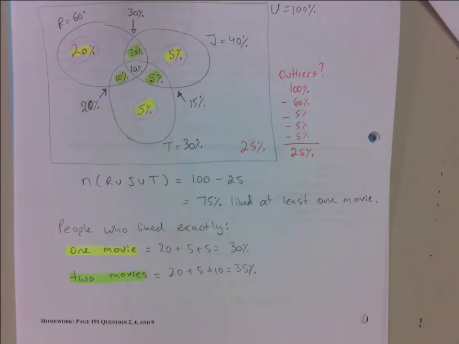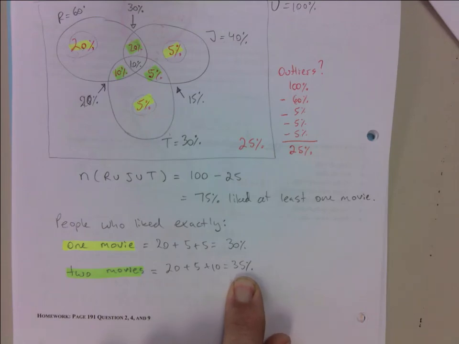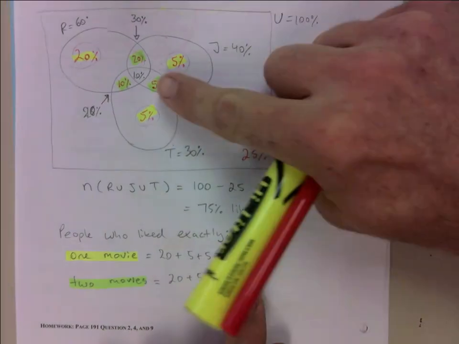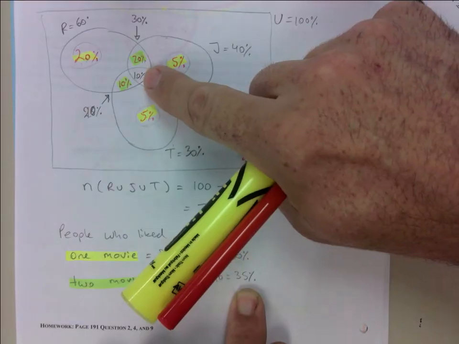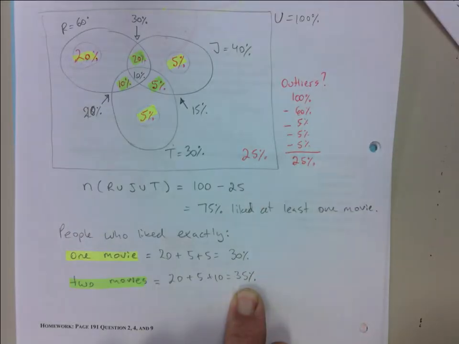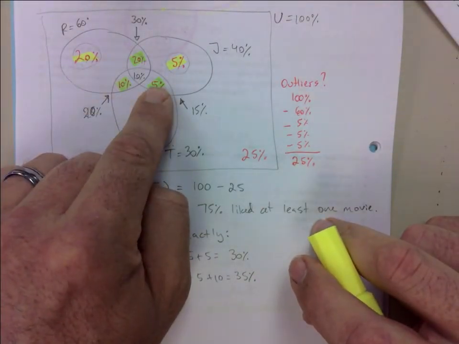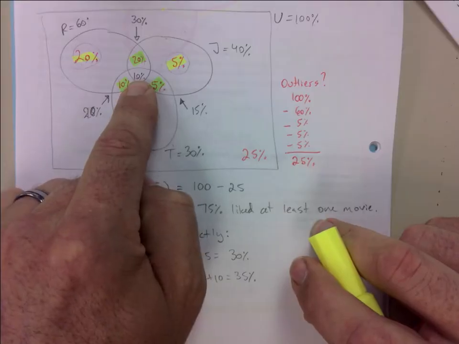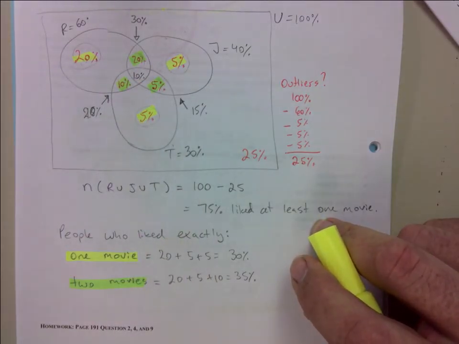This is the one that throws a lot of students off. What if I said number of students that liked at least 2 movies? At least 2, so 2 or more. What would change to the 35? What would I have to include? Jasmine? Add the 10 in the middle. Yeah, add that 10 in the middle, because those are the people that liked all 3. So if it says at least 2, you add up the exactly 2s, and then add up the middle yet to get at least 2. So it's 2 or more.